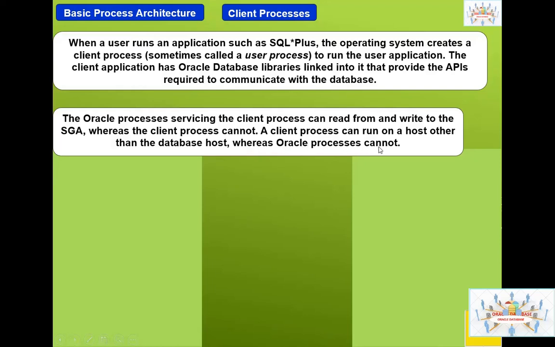Whereas the Oracle process cannot. A client process can run on a host other than the database host, whereas the Oracle process cannot. The server process must run on the database side, where the instance runs. That is where the Oracle server process is running. So that is what they are telling.